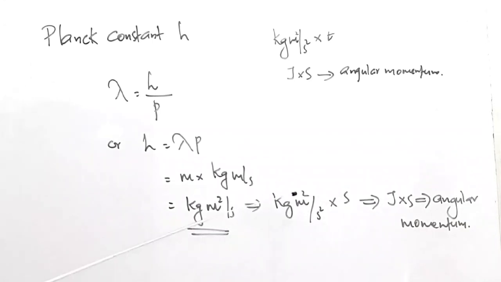Here kilogram meter square per second square is joule, so joule into second. So joule second is the unit of angular momentum. So Planck's constant is having the unit of angular momentum. So the dimension of Planck's constant is the same as that of angular momentum.